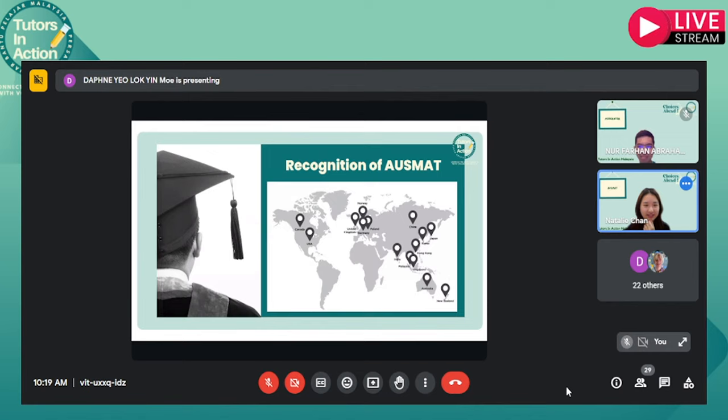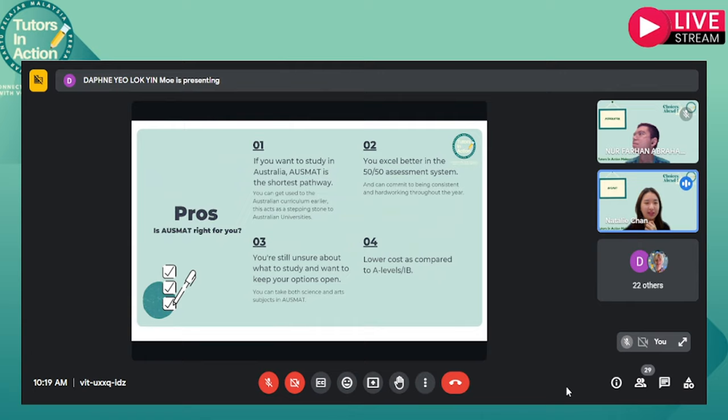Okay, next. So here are some pros on whether OSMAT is right for you or not. If you want to study in Australia, OSMAT is the shortest pathway. But even if you don't study in Australia, OSMAT is still the shortest pre-university pathway because it only takes 10 to 11 months. And you can also get used to the Australian curriculum earlier, and this acts as a stepping stone for you to enter Australian universities. Of course, MUFY is also an option, but from what I know, it only offers a direct pathway to Monash University in Australia. But if you do OSMAT, you have a lot of choices in Australia.